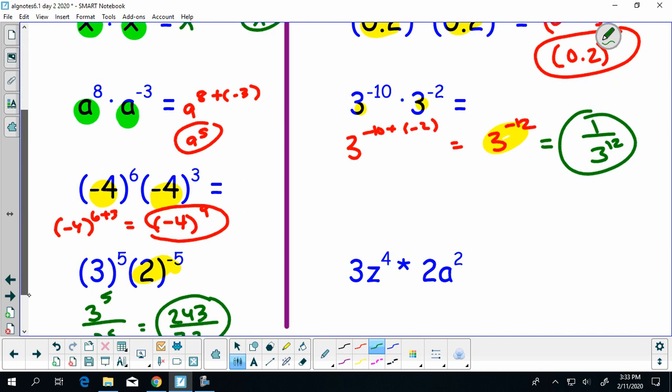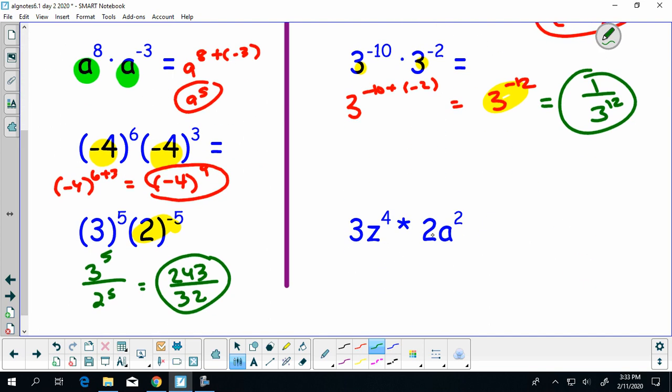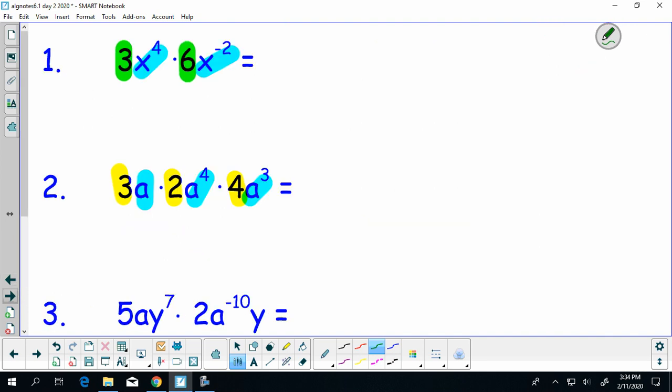And down here, nobody has a matching base, so I'm not going to manipulate the exponents at all. I will, however, multiply 3 times 2, just like normal, and then I'll just list the letters behind. So a to the 2nd, z to the 4th. I like them to be in ABC order, kind of using my math manners.